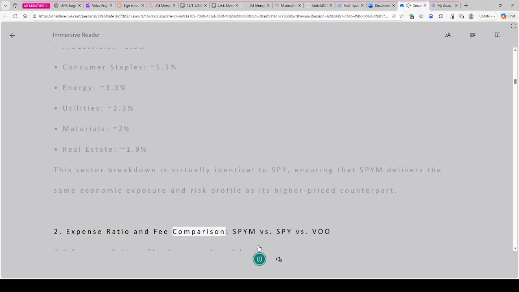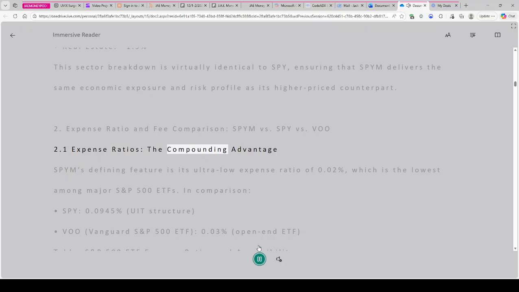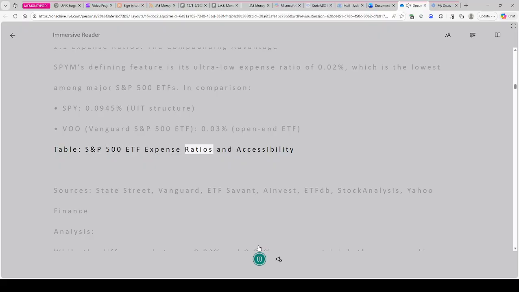2. Expense ratio and fee comparison, SPYM versus SPY versus VOO. 2.1 Expense ratios, the compounding advantage. SPYM's defining feature is its ultra-low expense ratio of 0.02%, which is the lowest among major S&P 500 ETFs. In comparison, SPY, 0.0945%, UIT structure. VOO, Vanguard S&P 500 ETF, 0.03%, open-end ETF. Table, S&P 500 ETF expense ratios and accessibility. Sources, State Street, Vanguard, ETF Savant, A-Invest, ETFDB, Stock Analysis, Yahoo Finance.